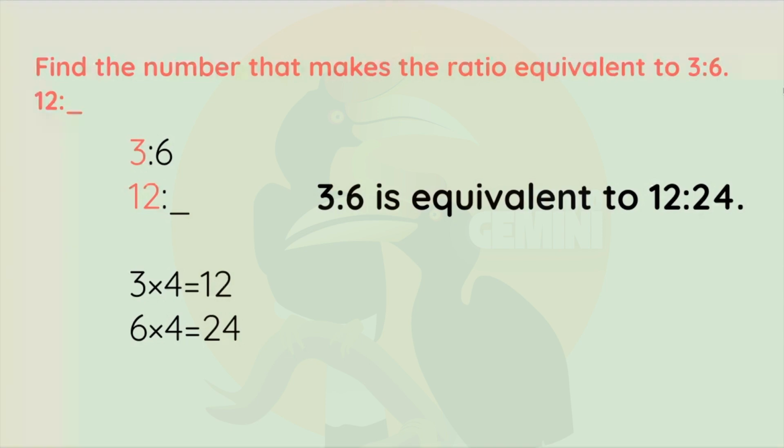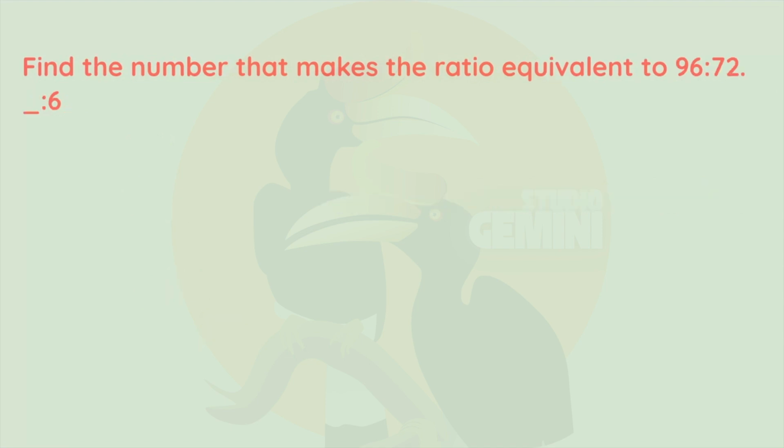Let's look at another example now. Find the number that makes the ratio equivalent to 96 to 72. Here, we need to complete the ratio blank to 6 to make it equivalent to 96 to 72. For this example, we can start by comparing the given information in the two ratios. In this case, it is the second number in each. Again, to write an equivalent ratio, you either multiply or divide both numbers in the ratio by the same value.